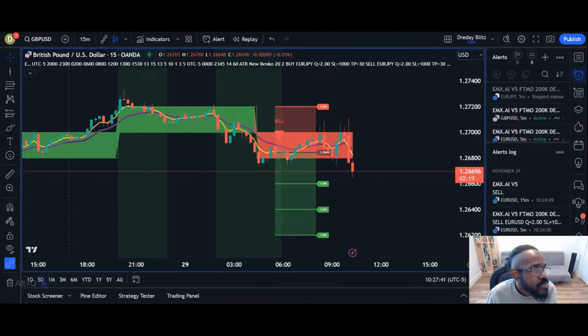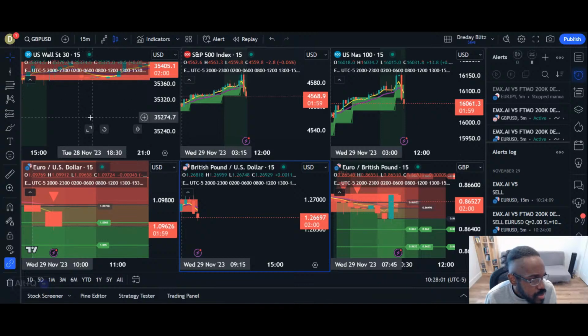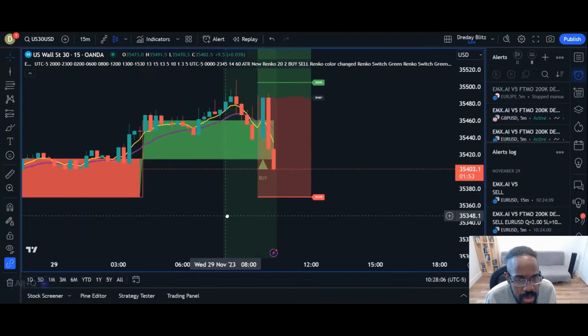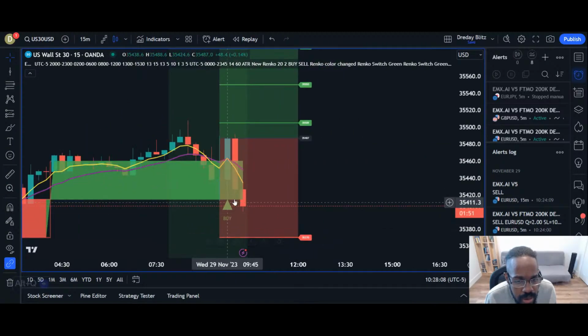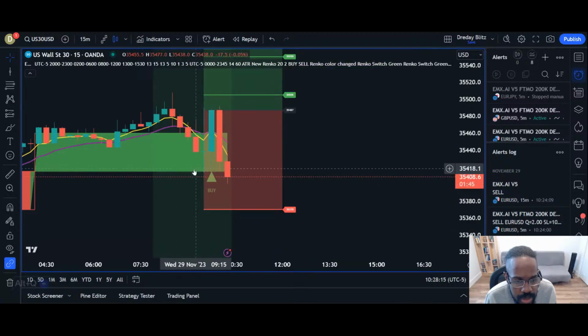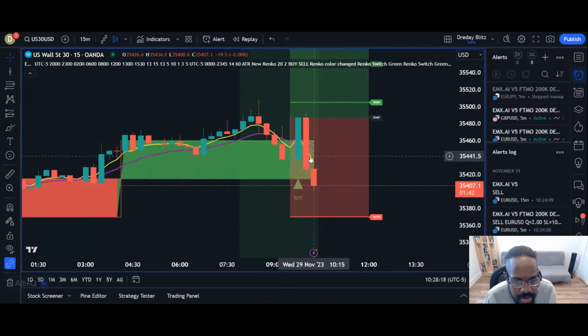All right, close it out. Let's look at... So there was a buy setup here on the 15, but on the 1 hour Renko. On the 15-minute Renko, you would be in that sell right now. Okay.